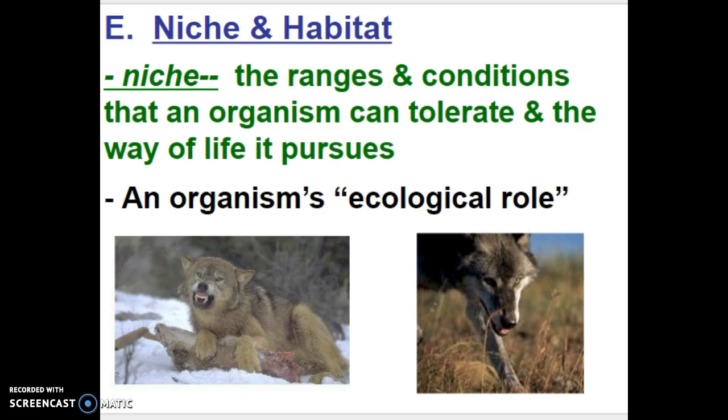For example, here the wolf. The wolf's niche would be that it lives in packs. So there's an alpha male and an alpha female that are allowed to breed. They have a hierarchy system. They tend to live in dens or some sort of shelter. They tend to hunt by themselves. So that would be the wolf's niche or ecological role.